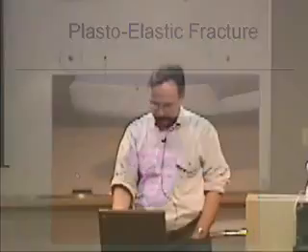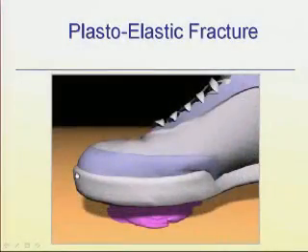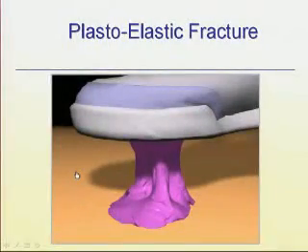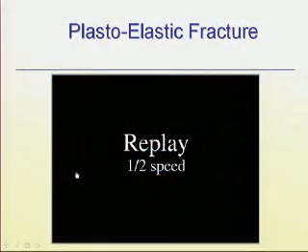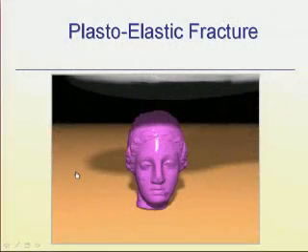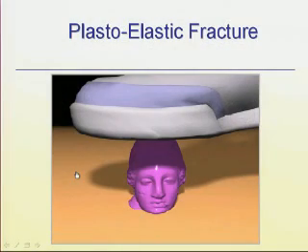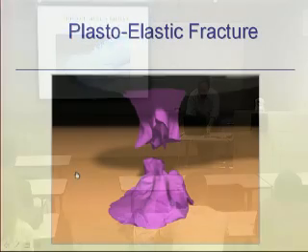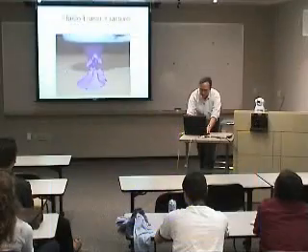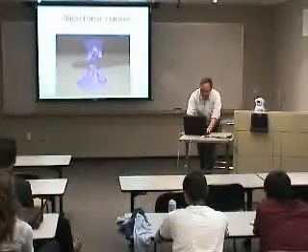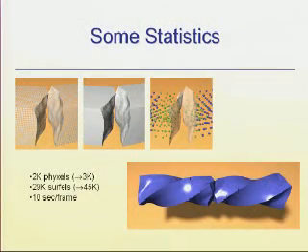And the last one. Here we have an example of a plasto-elastic object which is deformed beyond recognition before splitting along a complex fracture surface. It's just slower. And what's neat here is that all those different behaviors come out of the same algorithm.